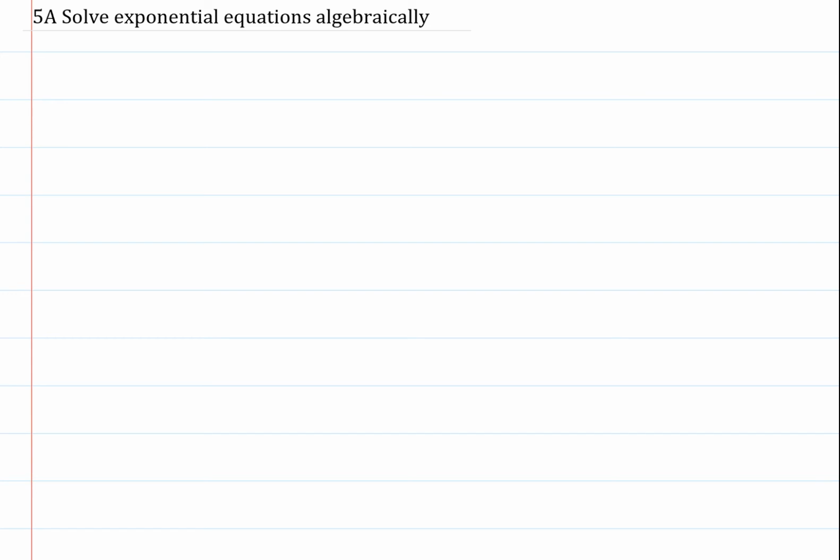Today's goal is to solve exponential equations algebraically. Keep in mind, solving means we're looking for solutions, x values that make the equation true. And exponential equations are equations that look like a times b to the x is equal to something. By exponential, we mean that the variable is in the exponent. And algebraically means we're not going to need a calculator to do this.